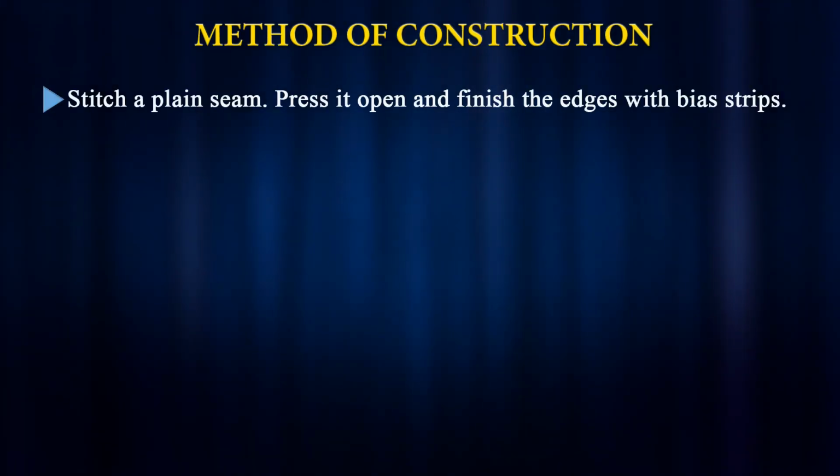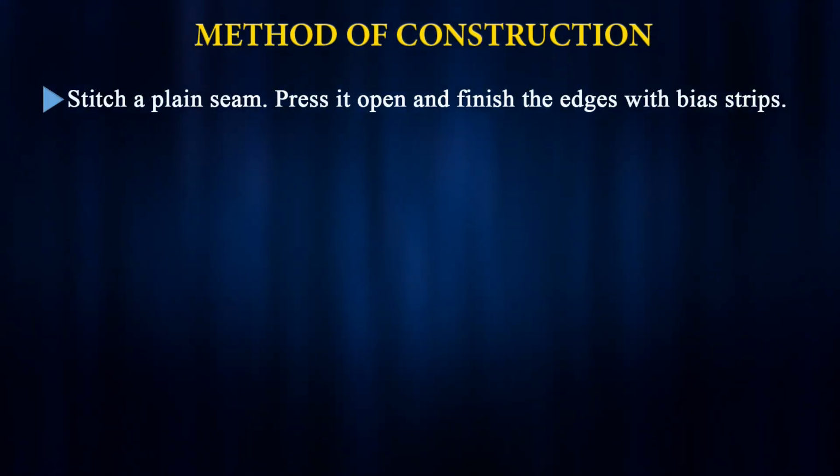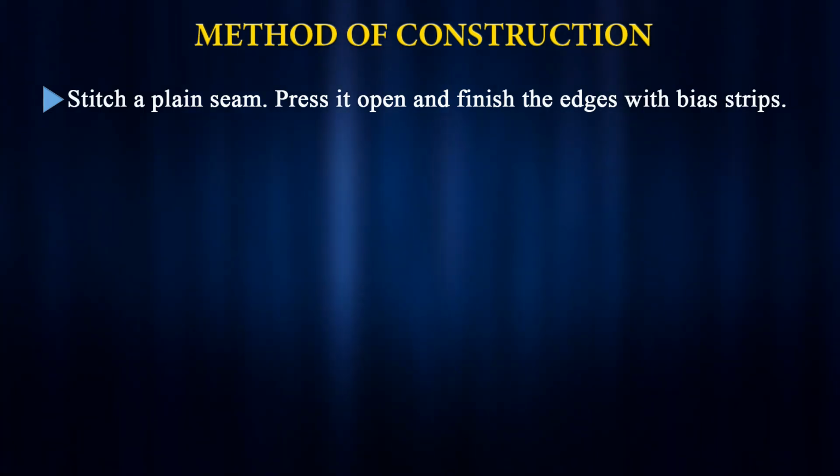So the method of construction we discussed. As you can see in the picture, we have our garment and a bias strip with us. What we do is stitch a plain seam, press it open and finish the edges with a bias strip.